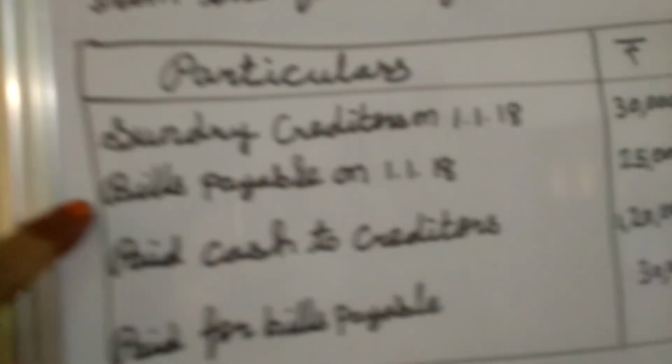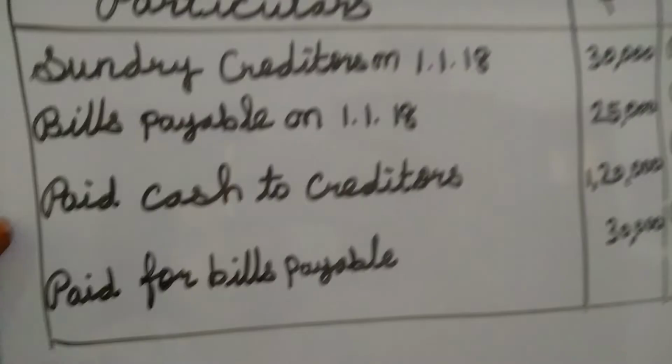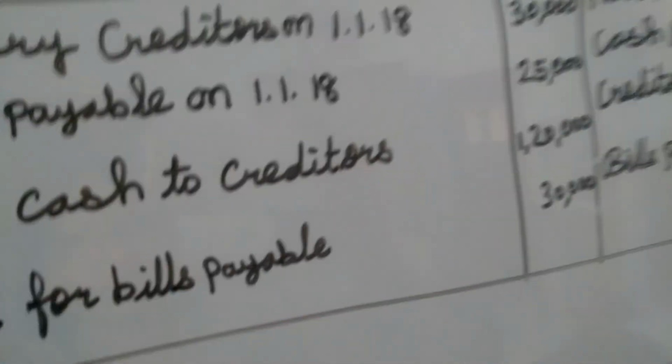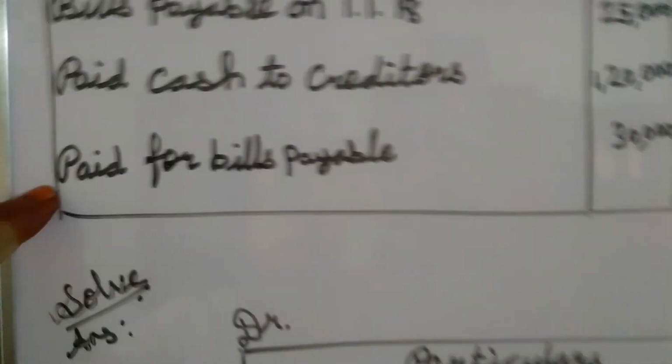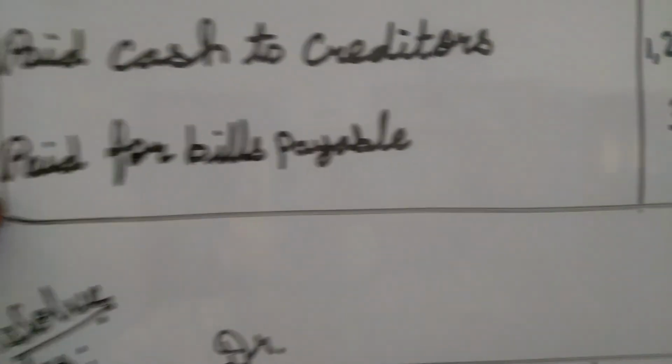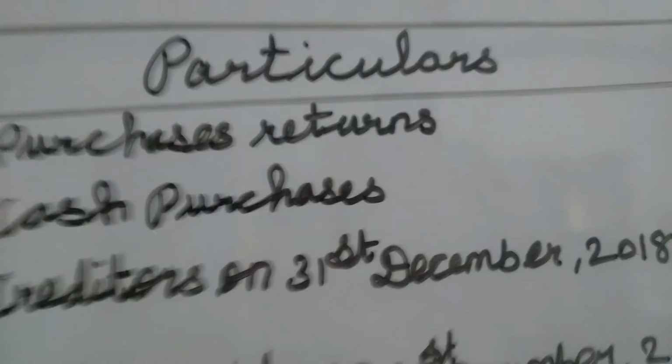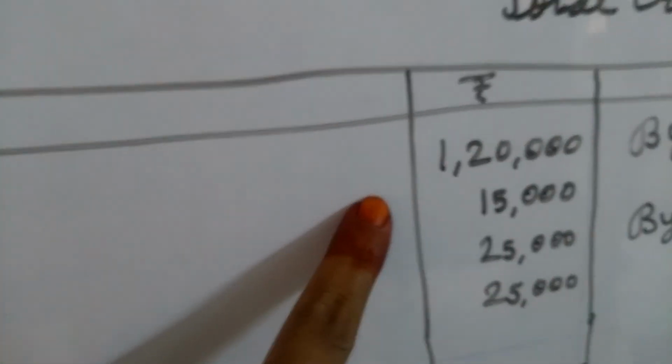Next one, see the sum. This item will not come, we already wrote it. And then cash paid to creditors. Yes, this item we now take. Cash paid to creditors, how much? 1,20,000. Next one, see the sum. This is also bills, already we completed this. Next one, purchase return. That purchase return we also bring here. To purchase return 15,000, we write here.